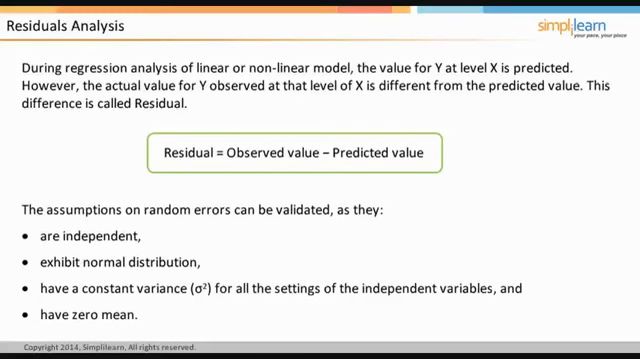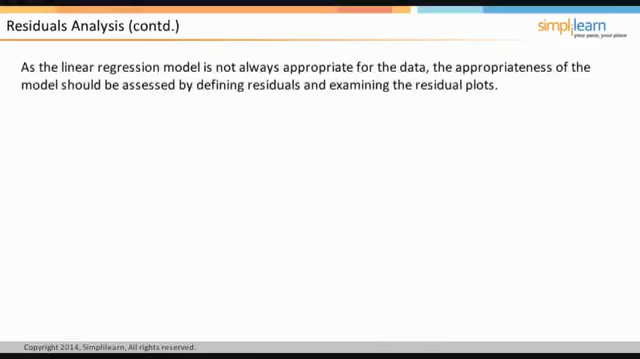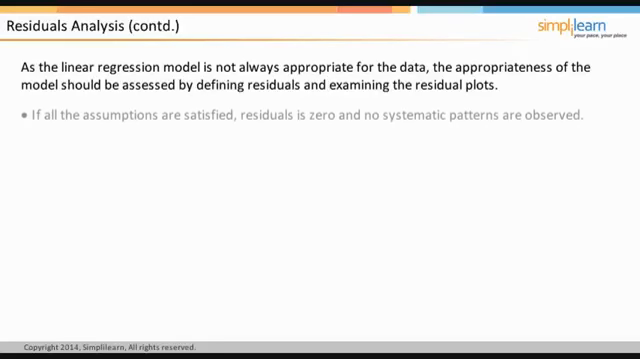In the next slide, we will continue to discuss residuals analysis. As discussed in the previous screen, while performing any regression analysis, you will observe that not all the data fits into the linear model, as the linear regression model is not always appropriate for the data. Therefore, you should assess the appropriateness of the model by defining residuals and examining the residual plots.